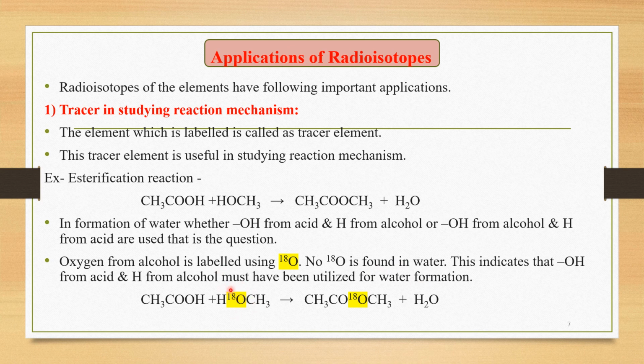So if we label this oxygen in the alcohol and consider the product formation from these two reactants, the labeled oxygen is present in the ester but not in the water molecule. From this we can say that the OH from the acid and the H from the alcohol are given for the formation of the water molecule. We get this important evidence from the tracer technique in order to study the reaction mechanism. So this is the first important application of radioisotopes.